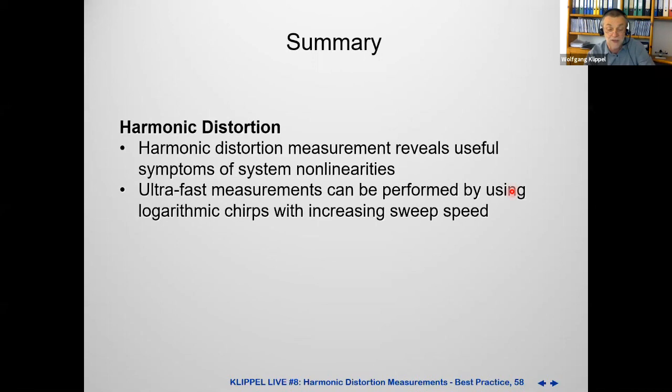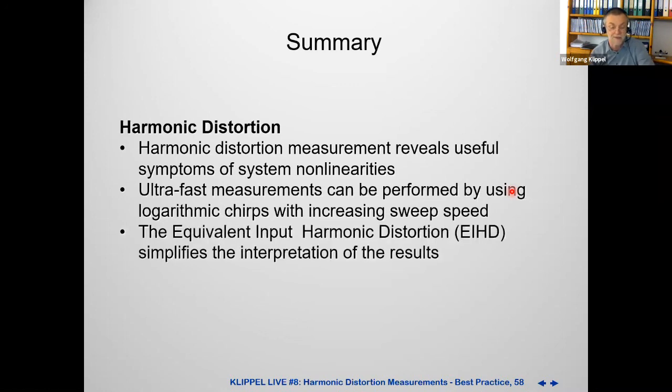Yeah, that's quite interesting. And you should think about increasing the sweep speed at higher frequencies. The equivalent input harmonic distortion simplifies the interpretation again. So then it becomes very easy. It's directly related to the signal flow chart I presented, so it's quite simple.